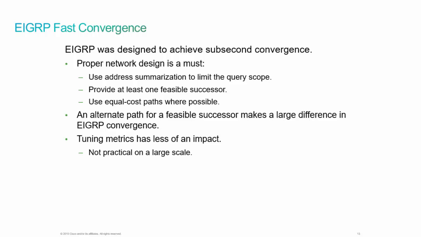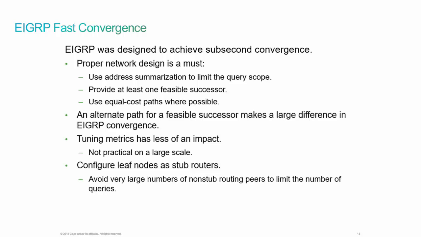Now, another thing that we want to do is take our leaf nodes, so these would possibly be networks or routers that are sitting out at a branch that are a leaf, and we want to configure those as a stub. The reason that we configure those as a stub is because if I have a non-stub routing peer, then I'm going to query them whenever I lose a route. Now, if they're a stub, then more than likely they're not going to have another path to a route that I've lost. So by configuring them as a stub, it scopes our queries again. It limits the amount of queries that I need to send out and the amount of time that I need to wait to get a response back. So again, very important.